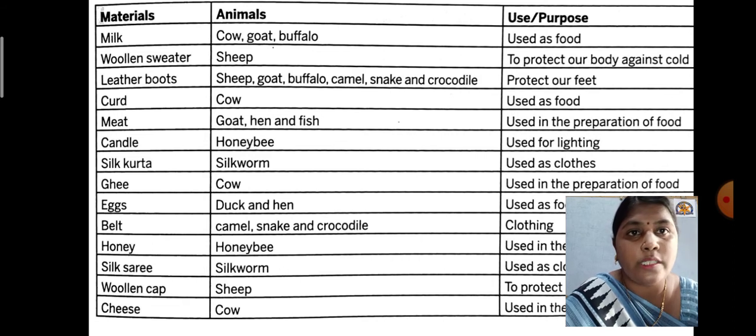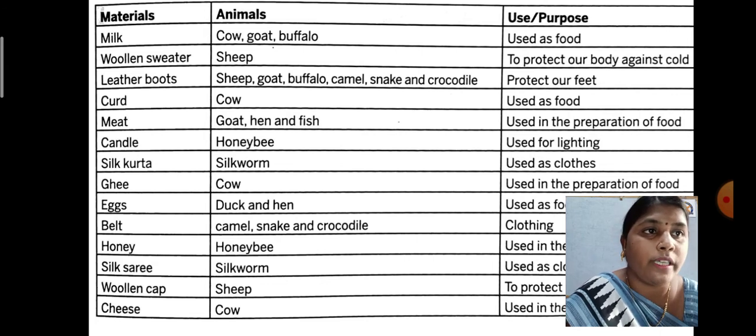Now number 2 material is woolen sweater. That we make from wool, and wool we get from the sheep. And what is the use of woolen sweater? To protect our body against cold.